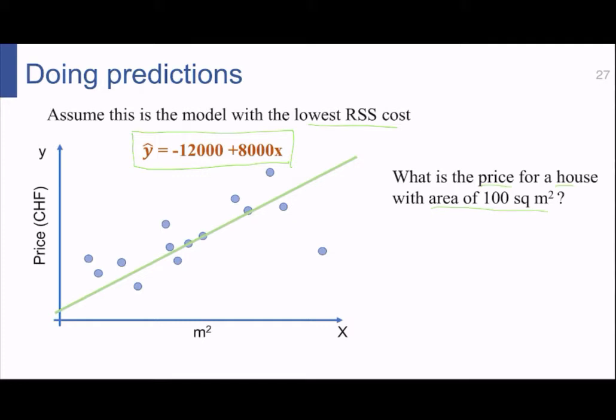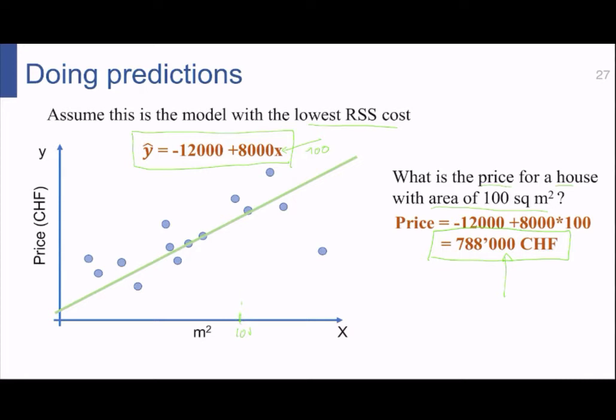How can we do that? We can go to the place where it is 100, right? We can simply replace the x with 100 here, and we're going to find that a price for an apartment or a house with 100 square meters should be around 788 francs. So we go here. This is the value that we are going to predict.